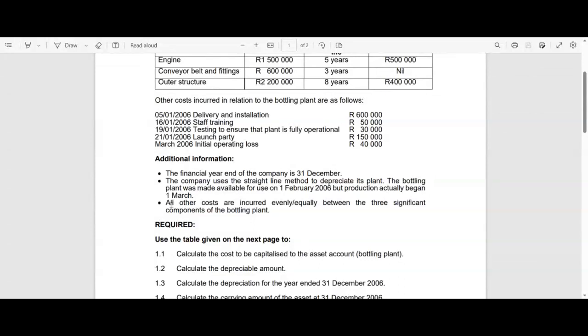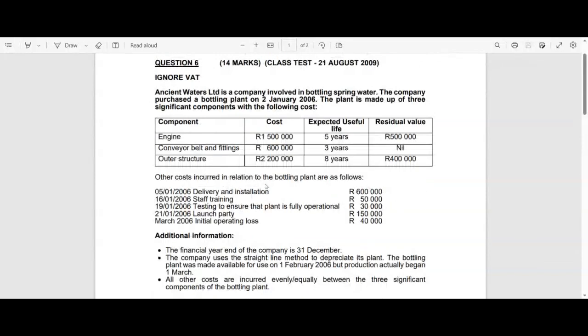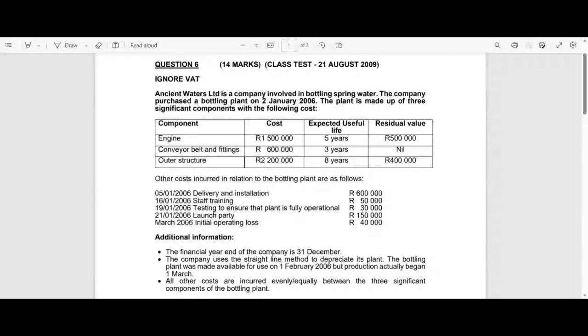Then, ladies and gentlemen, they say all other costs, all those costs that qualify as directly attributable costs, are incurred evenly or equally between the 3 significant components of the bottling plant. Now, ladies and gentlemen, you may remember in question 4, which you have the solution for, they said that the cost must be allocated proportionally.